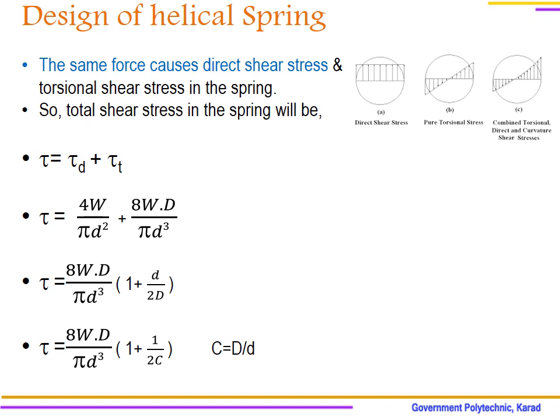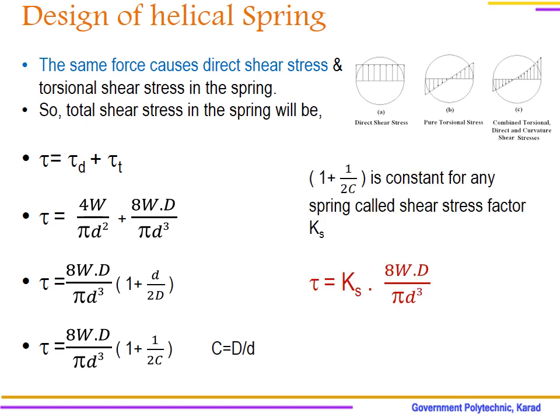When a spring is selected, it has some diameter and it is in the form of a helix of some mean diameter, so coil diameter. So when the coil diameter is known and when the wire diameter is known, it becomes constant for a particular spring. That particular constant is known as shear stress factor, Ks. So 1 plus 1 upon 2c is known as the shear stress factor and it is represented by Ks.